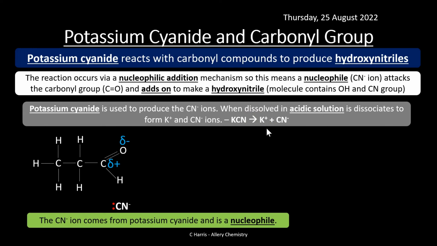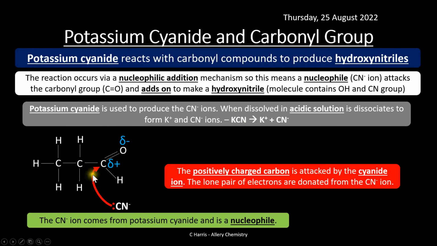Okay, so let's have a look at the mechanism for this. So you can see we've got our aldehyde here, and you've got your carbonyl group with your delta positive and delta negative charges. So you've got this electronegativity difference here. There's your nucleophile, this is your cyanide ion, and that comes from potassium cyanide. This is a nucleophile. It has that lone pair of electrons. So this nucleophile is obviously going to go in and attack the delta positive carbon here, and the lone pair of electrons start to be donated into that carbon.